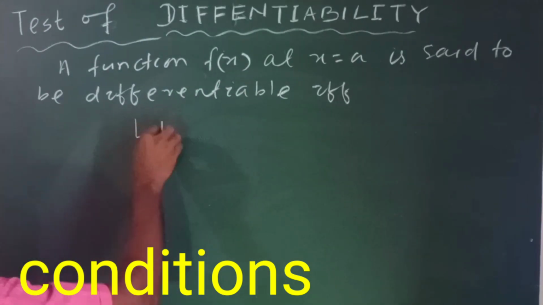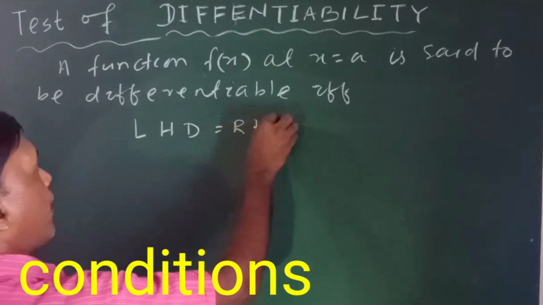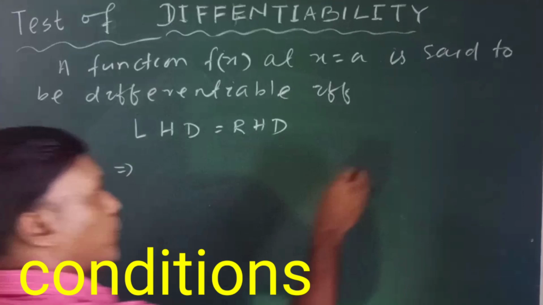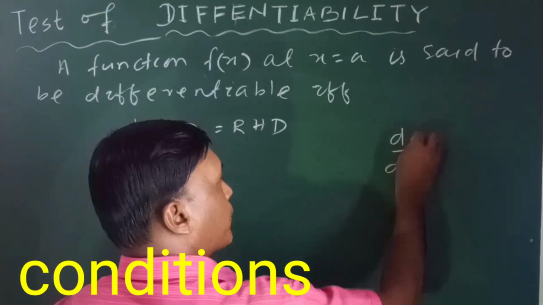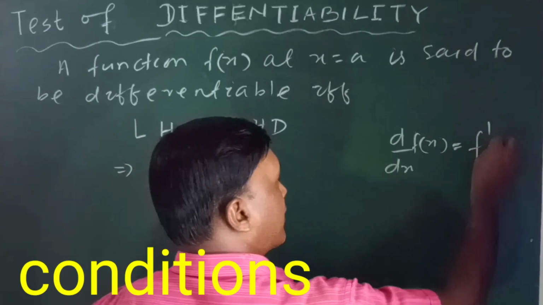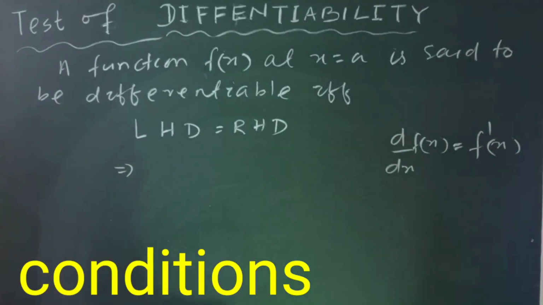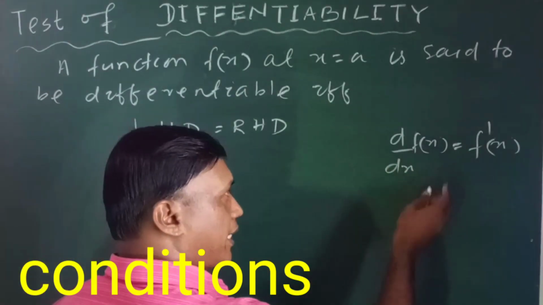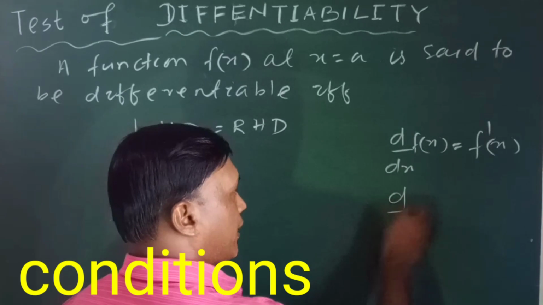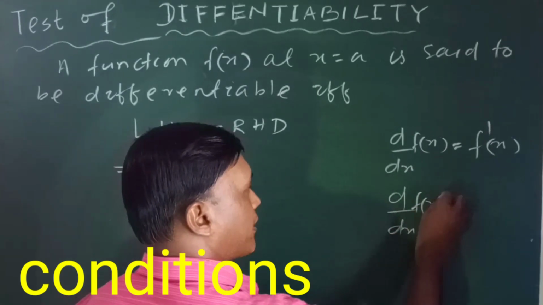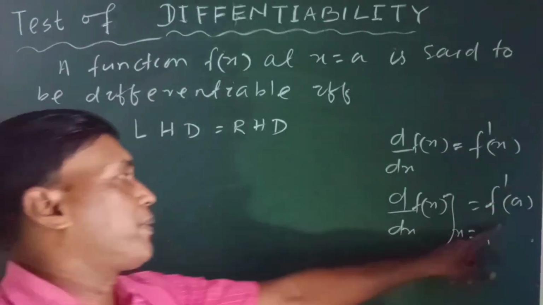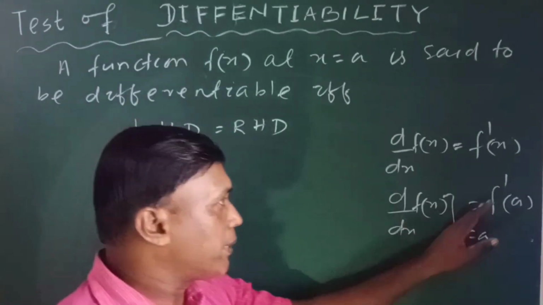That condition is LHD is equal to RHD. LHD means the left hand derivative. So left hand derivative is the derivative of a function. In general, we write it as f dash x. So this is f dash x, but at a point x is equal to a, the derivative of f of x at x is equal to a is f dash a. So f dash a is the derivative at x is equal to a.